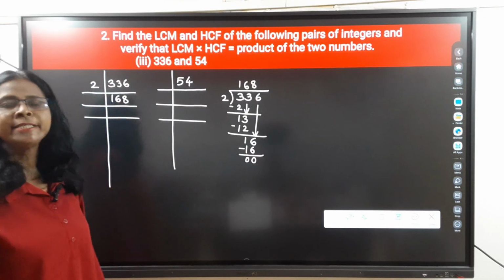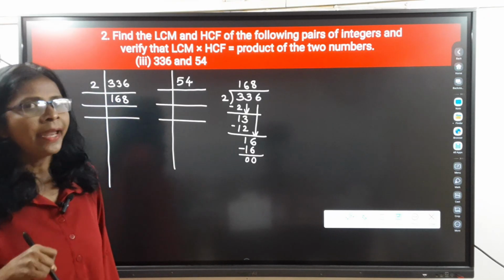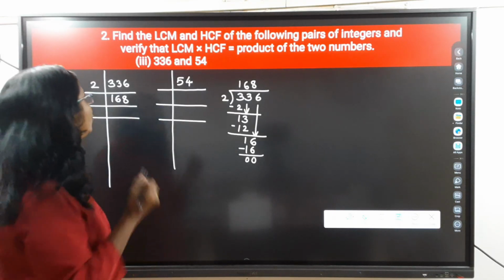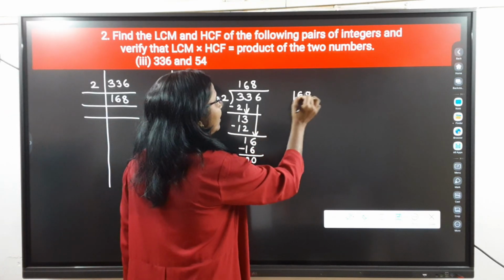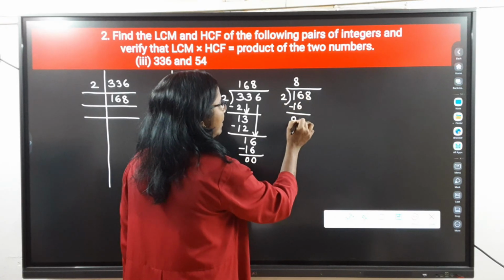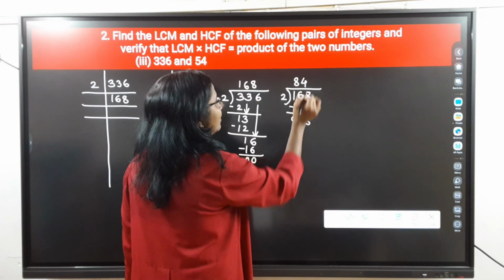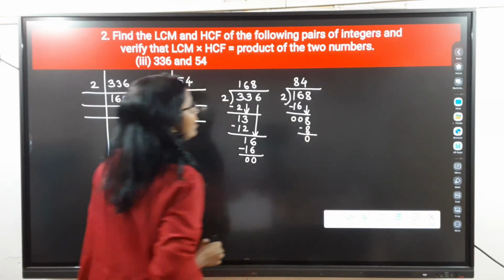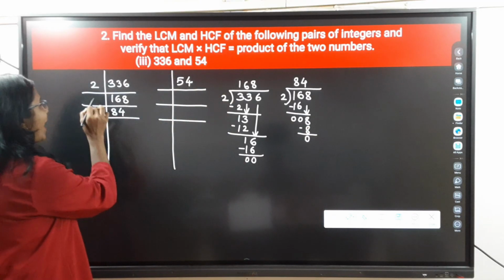Now in 168 at the unit place there is an 8, so it is divisible by 2, so I write 168 divided by 2. So 2 8s are 16, and here students 2 4s are 8. Okay students, so now I write 84 here and 2.